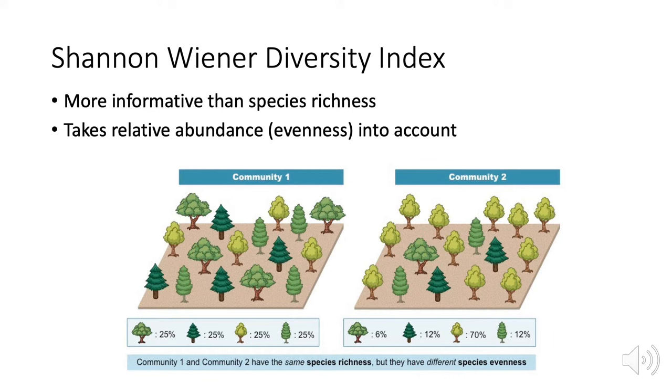Here we see two plant communities that have the same richness, the same number of species. But look at them carefully. Are they really the same? Hopefully you see that community 1 is in fact more diverse than community 2. Community 2 is dominated by one species in particular. So, even though both communities have the same richness, they do not have the same evenness or relative abundance of species. Community 1 is more even, and thus it is likely more diverse.